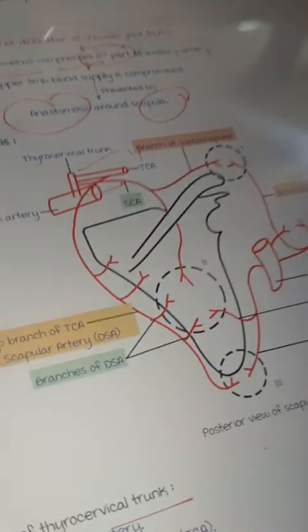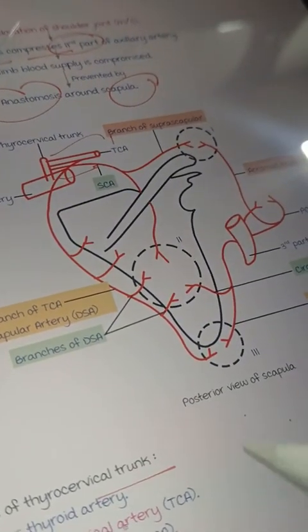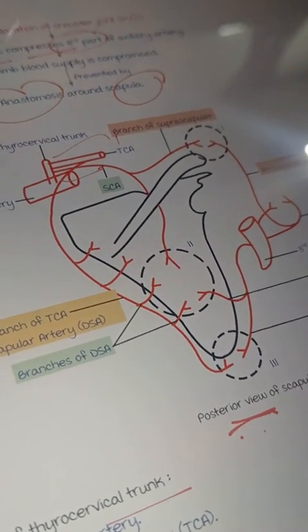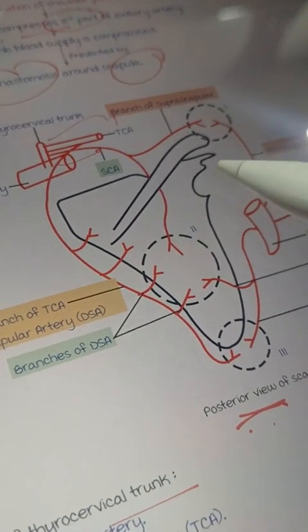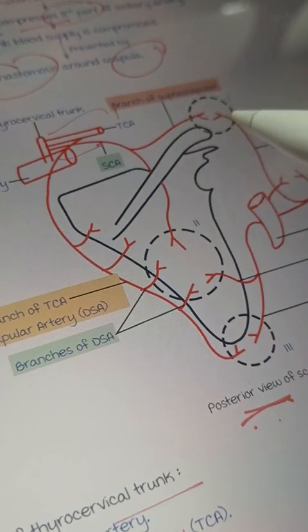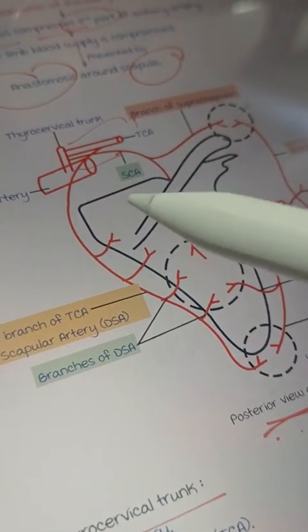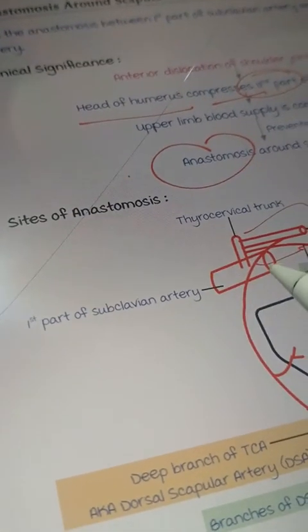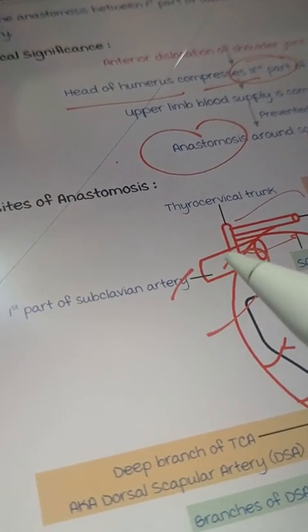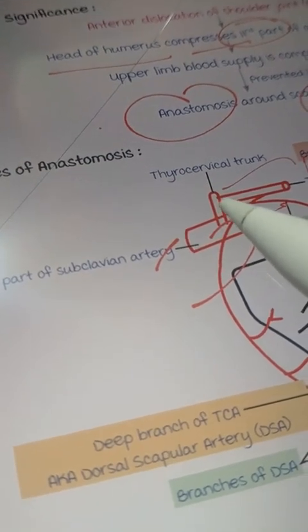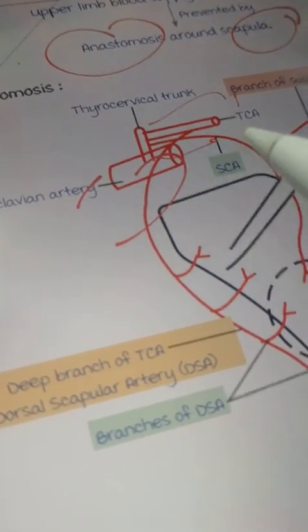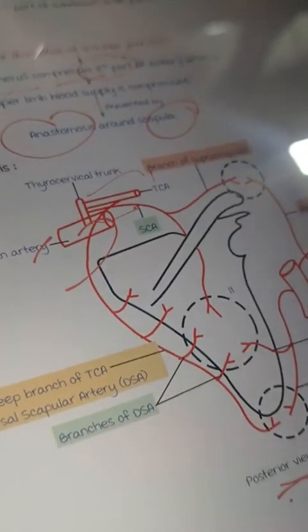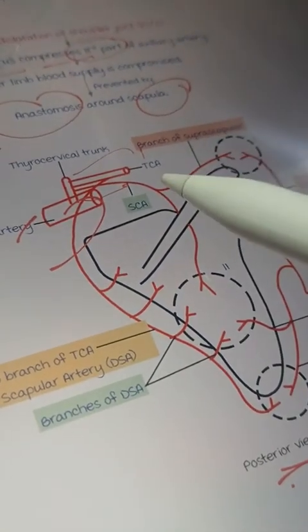So this is the diagram of the anastomosis around the scapula, showing the posterior view of the scapula, and this is known as the crest of the spine. Now what is important is that this is the first part of the subclavian artery. The first part of the subclavian artery has a trunk known as the thyrocervical trunk, and this gives the TCA, also known as the transverse cervical artery.